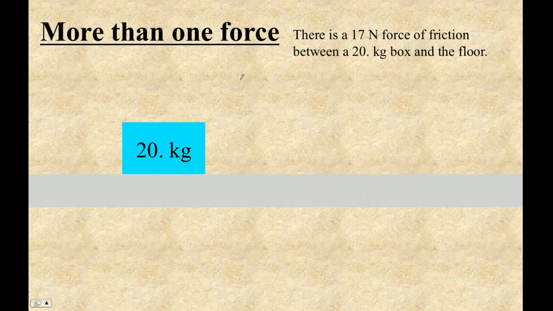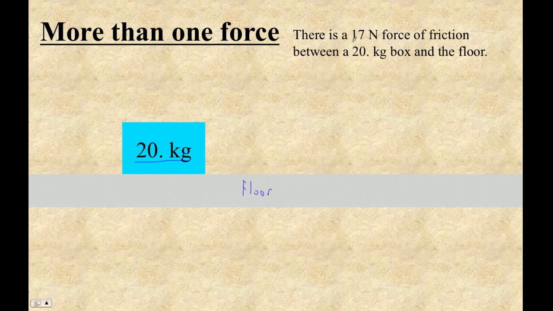Here's a video about objects sliding along a level surface. What we know is that there's a 20 kilogram box sitting on the floor. That's what this is supposed to be, the floor. Just practicing writing here. Let's first talk about some of the forces that are acting here.